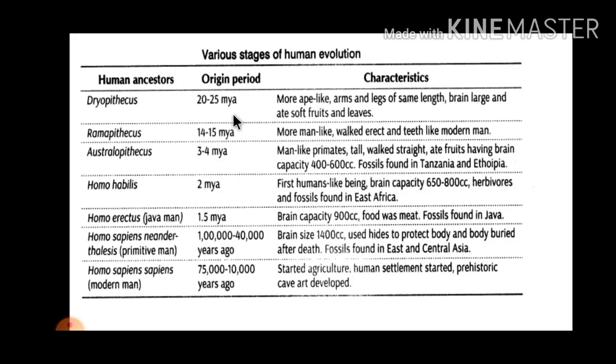So here is a flow chart. They have mentioned the different human ancestors, their period of origin and their main key features. Just remember this chart. These are the points which might be asked for 1 mark: the brain capacity, the place where the fossils were found, the period, and their food habit as well. Hope this was helpful for you all.